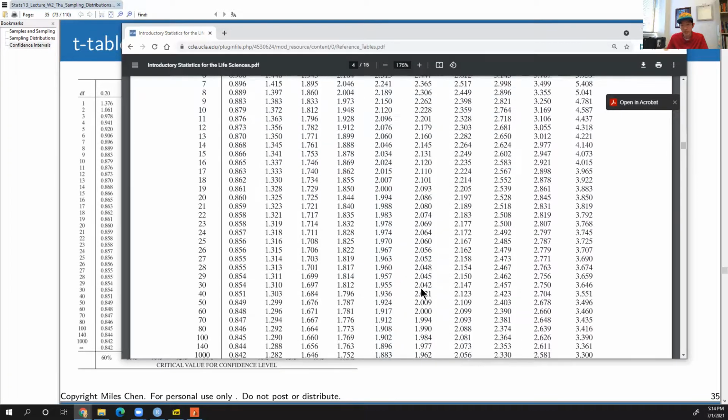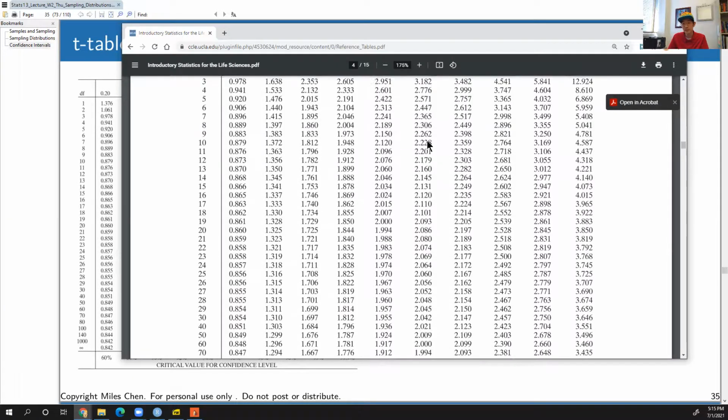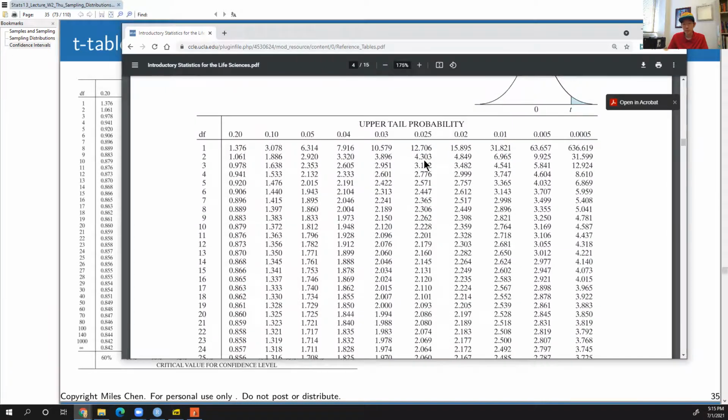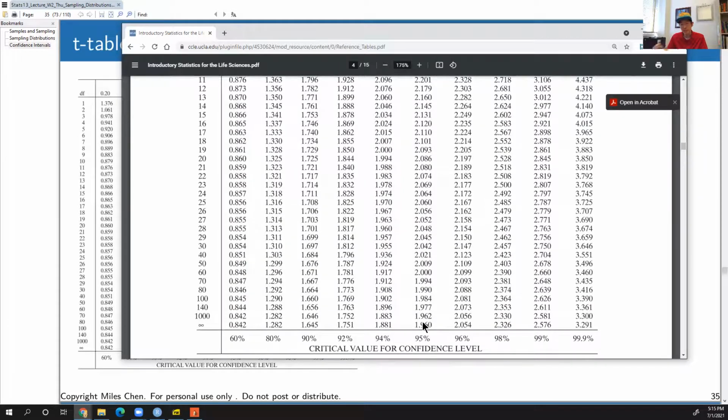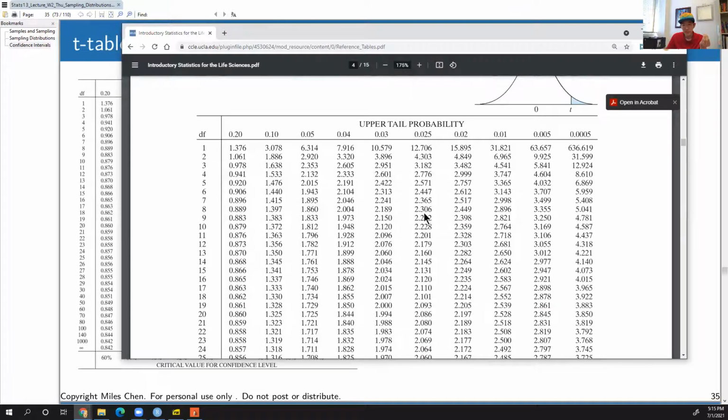But as your sample size gets smaller and smaller, and you have fewer and fewer degrees of freedom, say a sample size of 5, you would have only 4 degrees of freedom, and your number is much bigger at 2.776. So as your sample size increases, you have more degrees of freedom, and the amount you have to adjust that number from 1.96 to something bigger gets smaller, right?